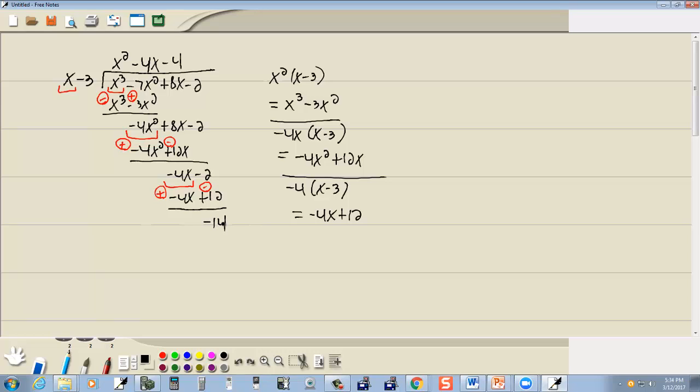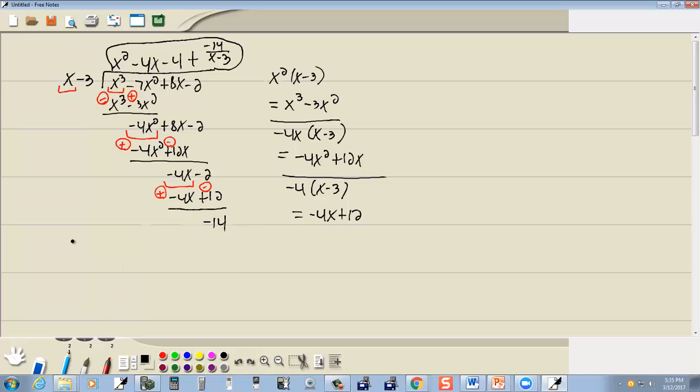Now the degree is your largest power of x. So the degree of negative 14 is 0, and the degree of x minus 3 is 1. So whenever the degree down here becomes less than what you're dividing by, this is always your remainder. And you take your remainder and you put it over what you're dividing by. And that'd be your answer. Now that's our long division, or our polynomial division.